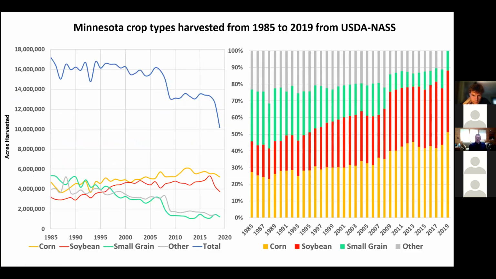Another thing that's changing is the type of crops that are being planted. And so here we go from the total cropland actually is going down, probably due to development in the metro area. But corn and soybeans are actually increasing considerably over this period, where the small grains and other are decreasing. And you can see the same thing in this chart over here, where it used to be about half and half. Now the large majority is corn and soybeans.